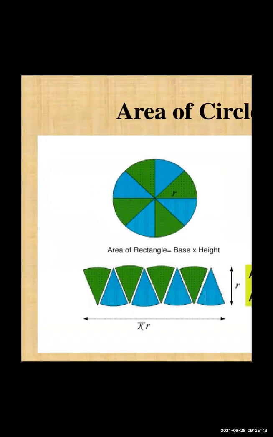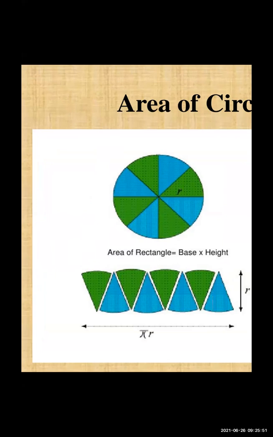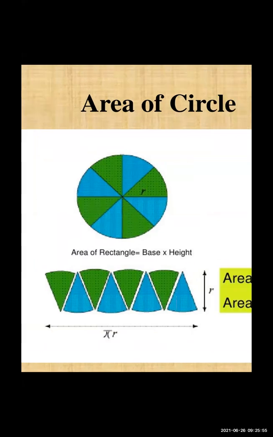One is at the upside, one is at the below side. If we cut this circle in such parts and arrange it like this, you can see that it forms a rectangle. And what is the rectangle's area? It is simple: base into height.